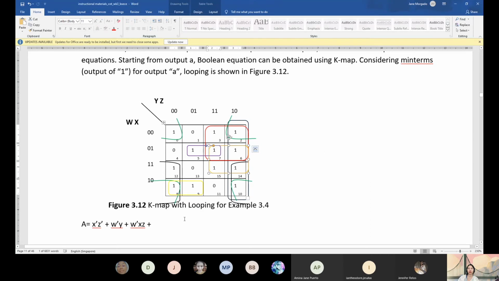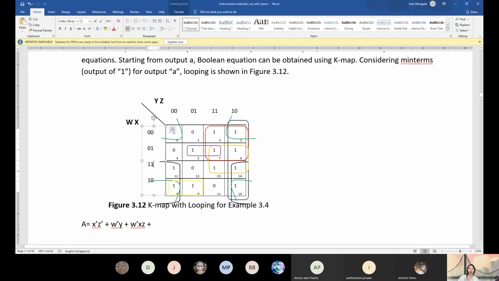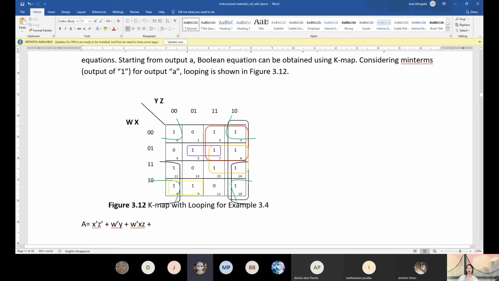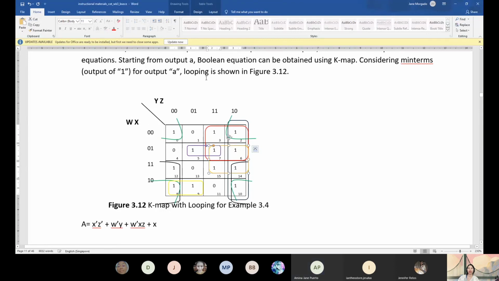So for the orange loop, with respect to the WX plane, we have two values, 0, 1 and 1, 1. For X, compare X: 1, 1. What is X equal to? This is equal to X. For W, we have 0, 1. Eliminated.